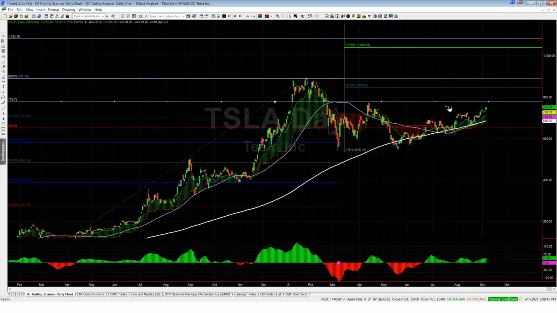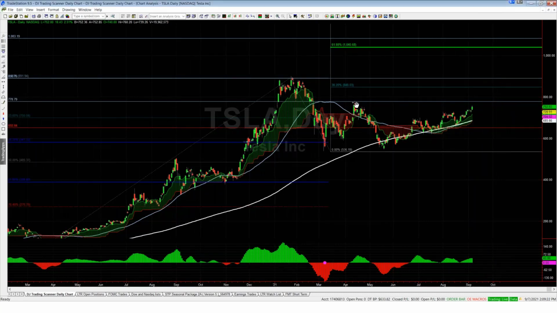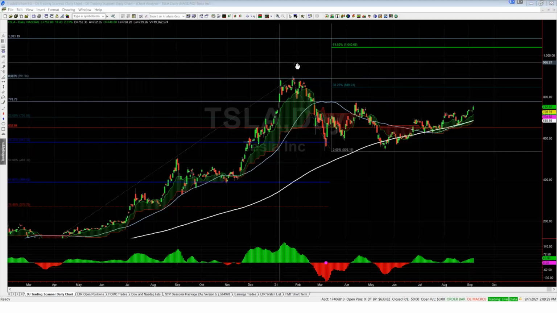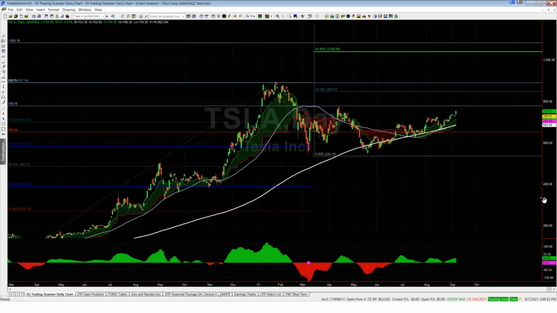So it looks like Tesla's in an uptrend, and if you're patient, it could work its way up. If you're doing a little bit shorter term, it could fail here at about 778. And there's another potential reversal at resistance up here at 890.